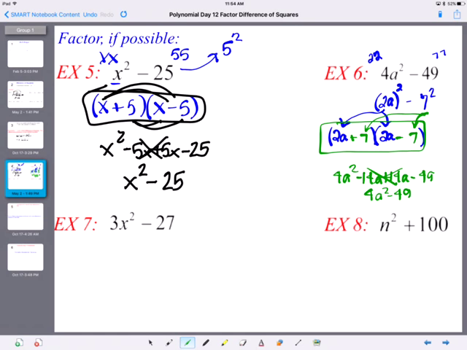Looking at example 7, I want to ask myself, is there something that multiplies by itself to get to 3? No, 3 is not a perfect square.